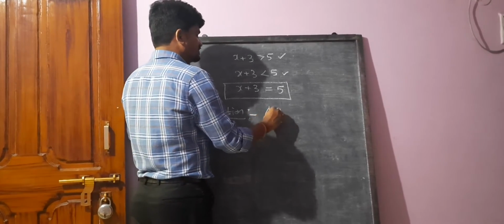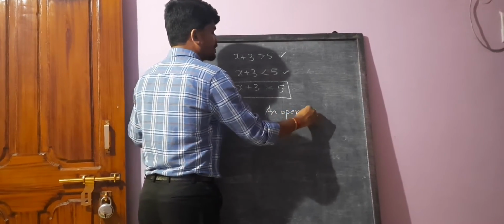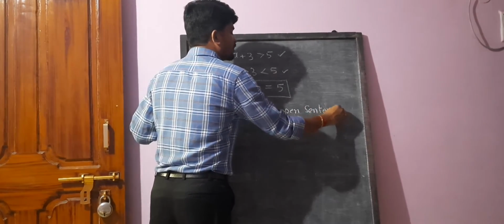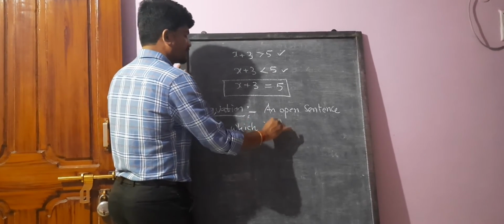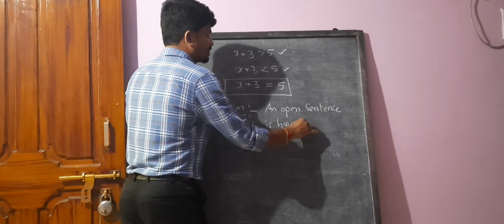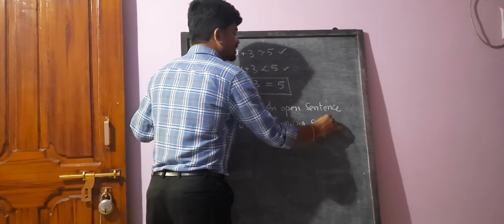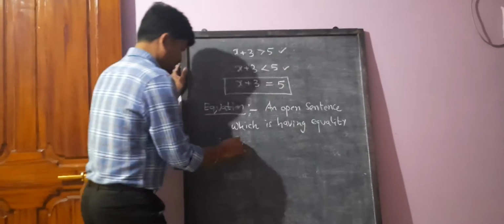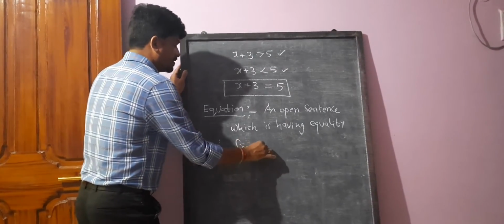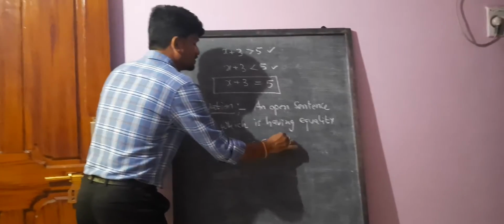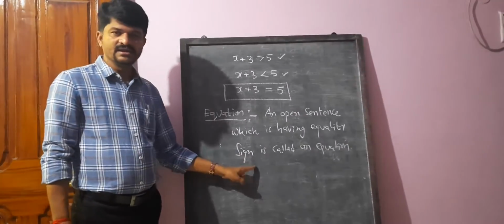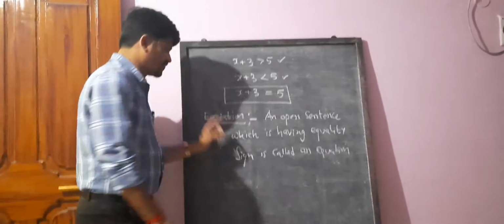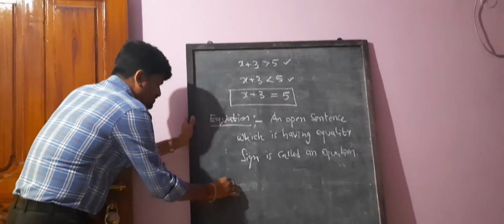An open sentence which is having an equality sign is called an equation. Clear, children? Now I will write some examples as equations.